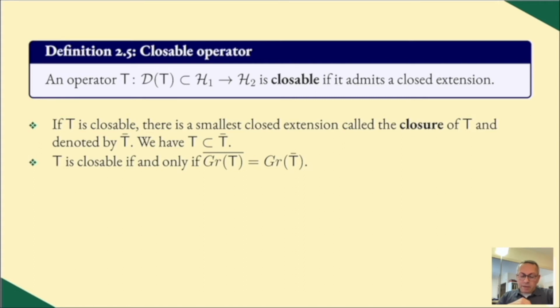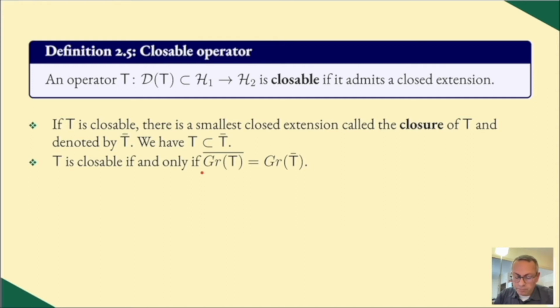If T is closable, so we know that there exists a closed extension, the smallest closed extension is called the closure of T, and it's denoted that way. So that's an extension of T. It's not difficult to see that this is the same as saying that T is closable if and only if you consider the graph of T, you take its closure in H1 cross H2, and it's still the graph of some operator. So precisely the closure of T.